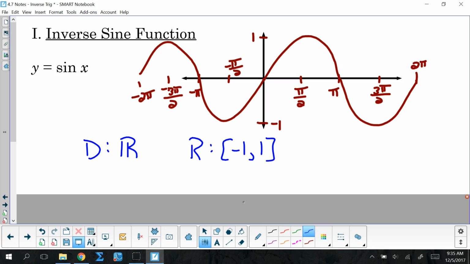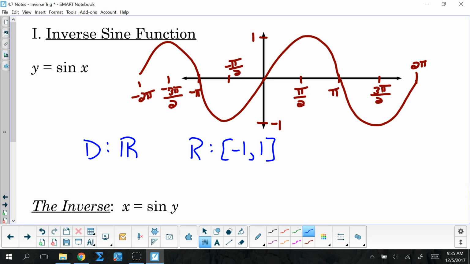Okay. Now let's get cray-cray. I want to graph the inverse function. So I'm going to switch my x and my y. So basically I want to graph y equals the inverse sine of x.